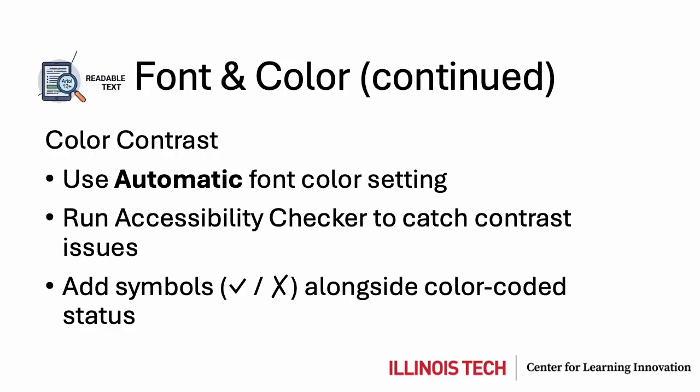Now, if you have colors to indicate status, like pass or fail, or that hyperlink, be sure to include additional indicators like underlining the hyperlink, or things like check marks, X symbols, labels, other descriptive text, because this ensures that the meaning is conveyed even if color cannot be perceived.